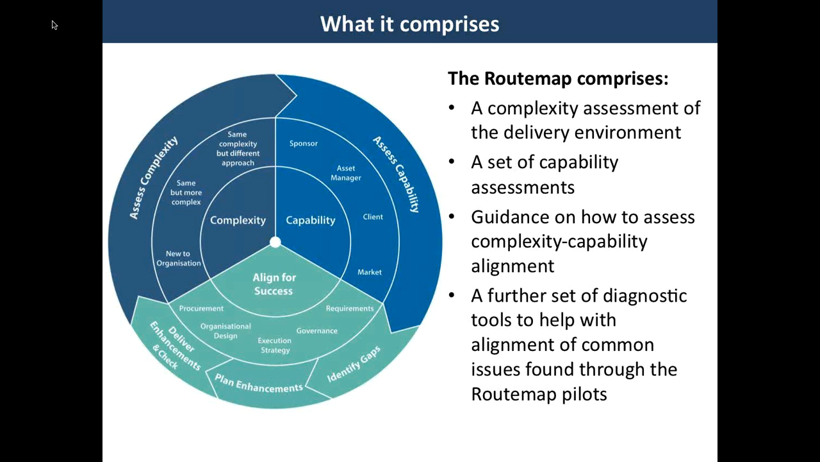The route map, as I've stated, can be described as a suite of assessment tools developed to enable sponsors, clients, and the supply chain to align their behaviors and identify capability gaps. Within this suite, there's a complexity assessment adopted from the National Audit Office's DECA that considers the nature of the delivery environment, or exactly how tricky it is, what you are trying to do. There's a set of capability assessments that look at the existing or required capability to manage that trickiness. There is also guidance on how to use the assessments to identify areas of misalignment between capability and complexity.